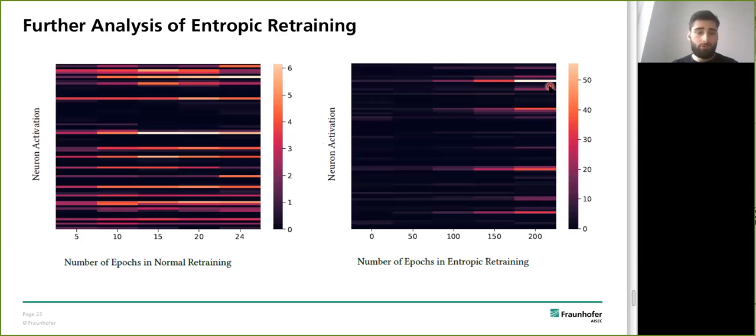Let me introduce you to our heat maps, which we calculated. On the left-hand side, we can see the heat map for normal training. And on the right-hand side, we can see the heat map for entropic retraining. What we see in both images is that for one specific layer of the neural network and for one specific input class, we calculated the activation values and plotted them with a heat map. So the brighter the colors are, the higher the activation values.